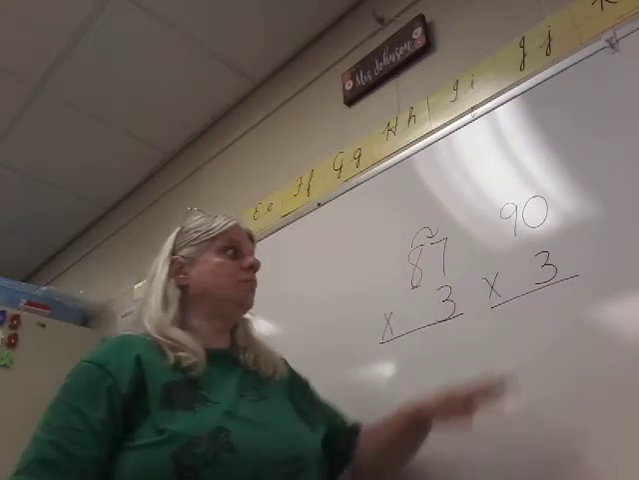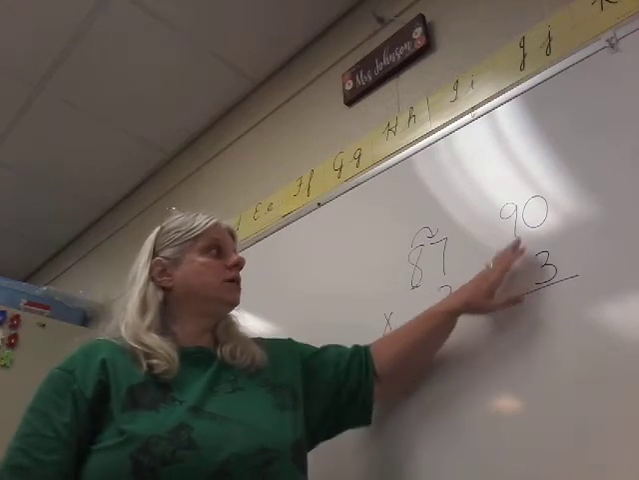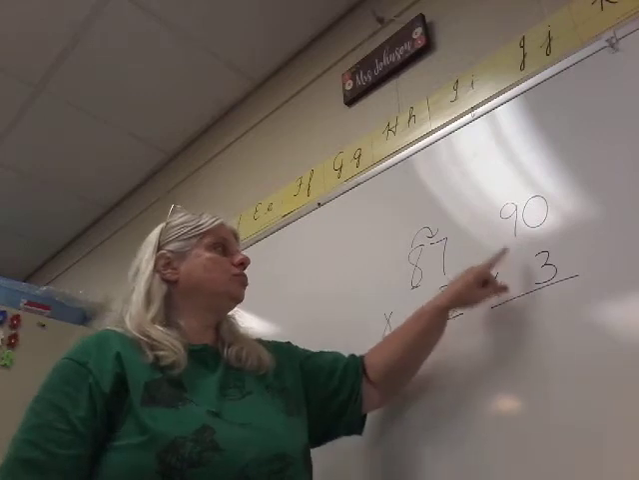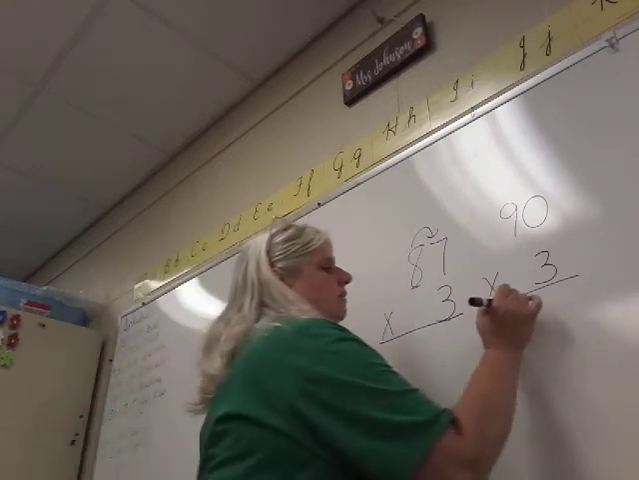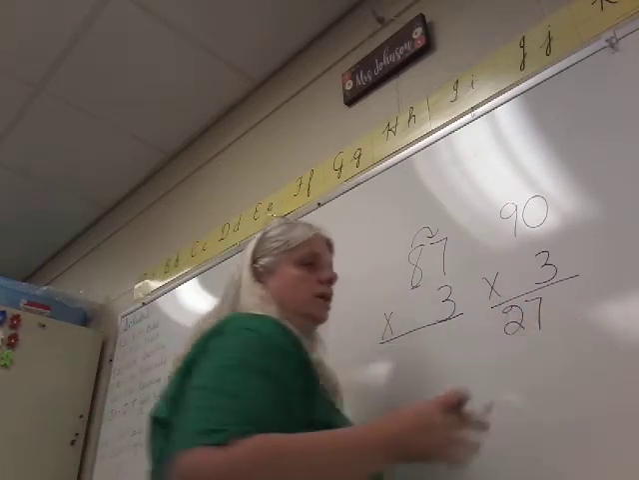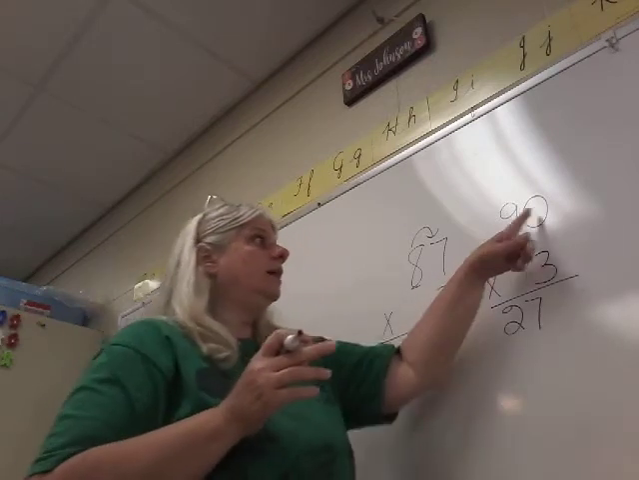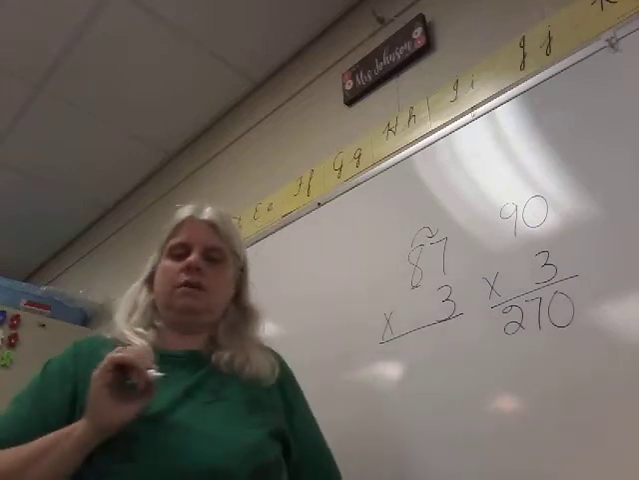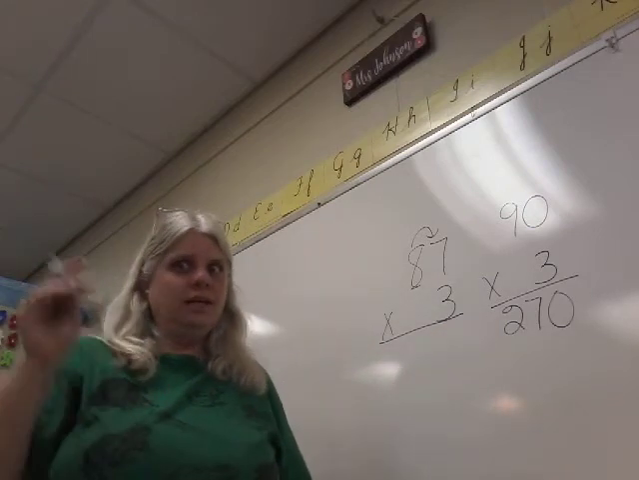Now we can do this with mental math, can't we? Because our digit now ends in 0. So 3 times 9 is 27. And how many zeros do we have? We have 1, so we add a 0 to the end. 270. Okay? Does that make sense?